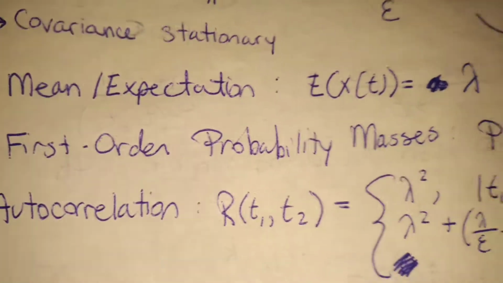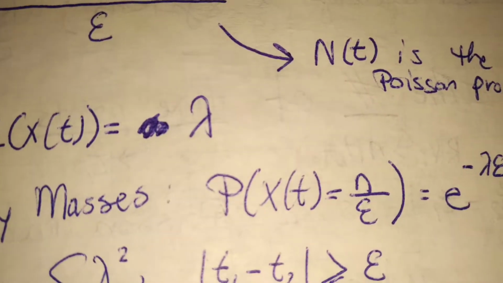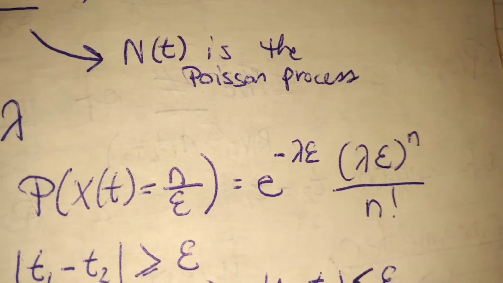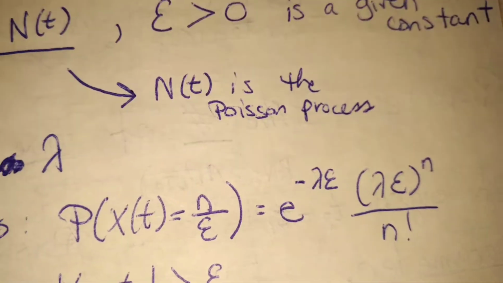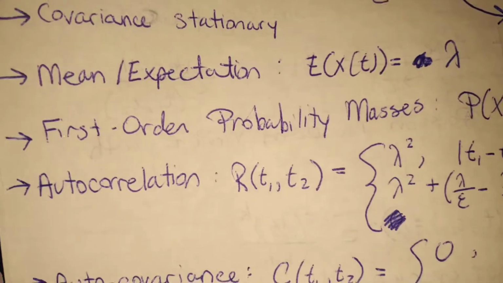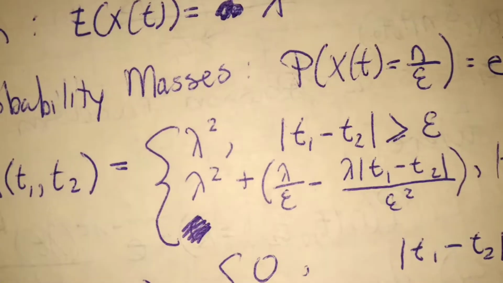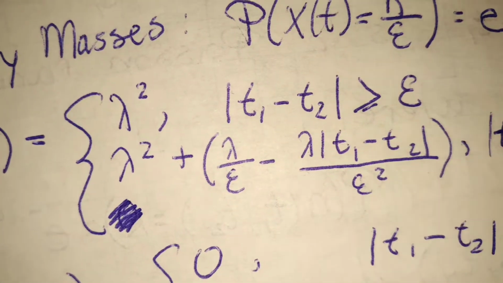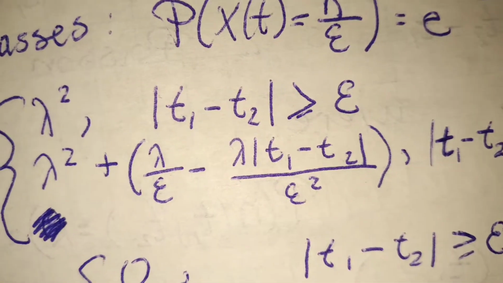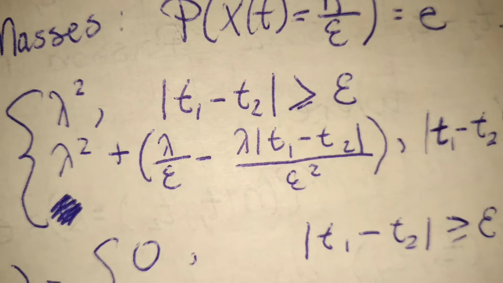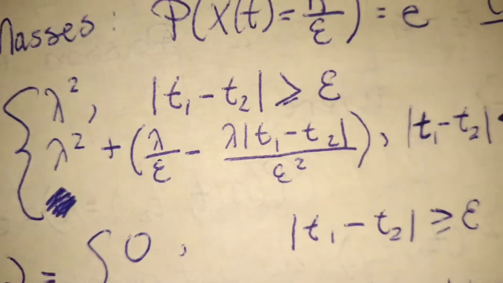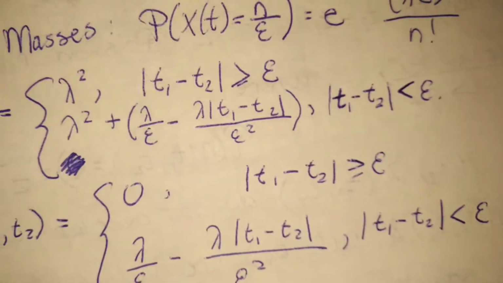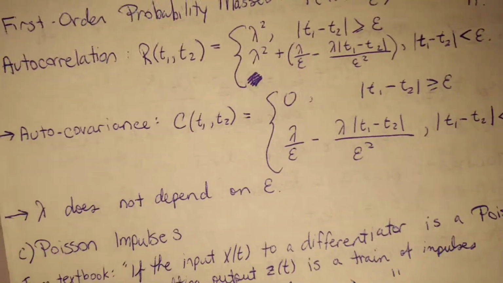For the first order probability masses, the probability of x of t being equal to n over epsilon is equal to e to the negative lambda epsilon times lambda epsilon to the power of n over n factorial. The autocorrelation is equal to lambda squared when the absolute value of t1 minus t2 is greater than epsilon, and lambda squared plus the quantity lambda over epsilon minus lambda times the absolute value of t1 minus t2 over epsilon squared when the absolute value of t1 minus t2 is less than epsilon.